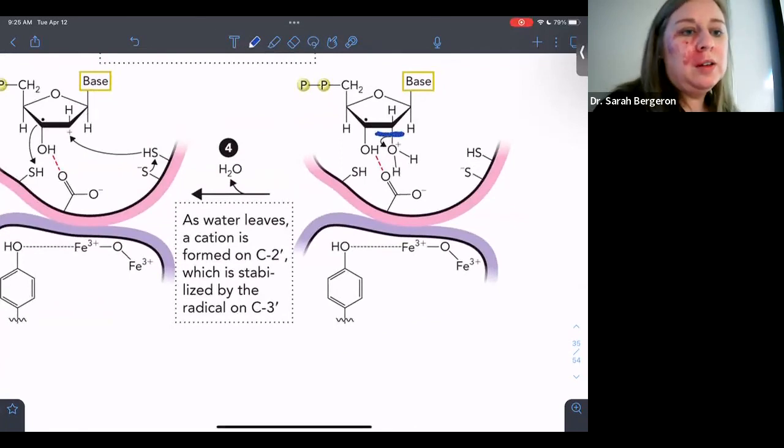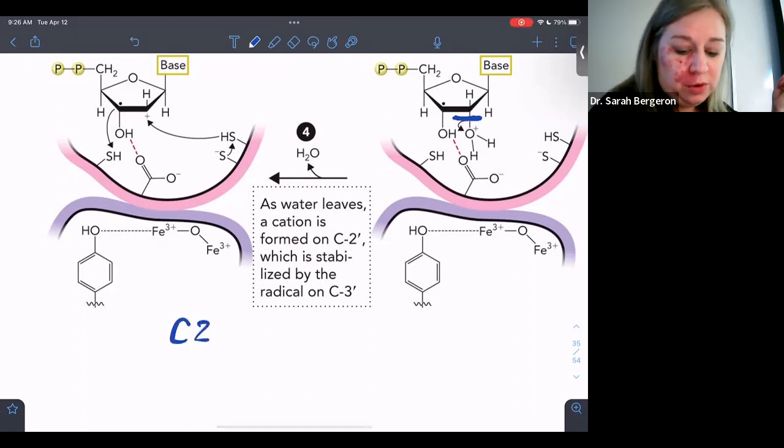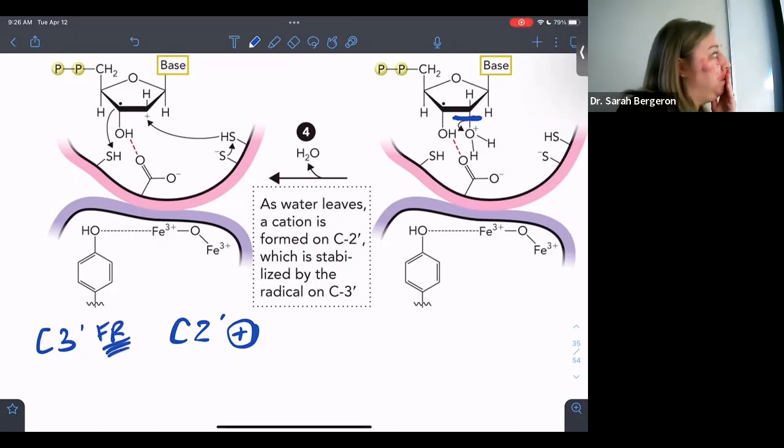Water leaves. Now, carbon only has what? 3 bonds attached to it. So the carbon is positively charged on C3. I'm sorry, on C2. So C2 has a positive charge. C3 has what? It has the free radical. All right. With me so far?